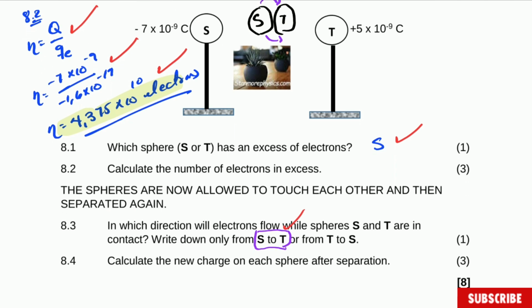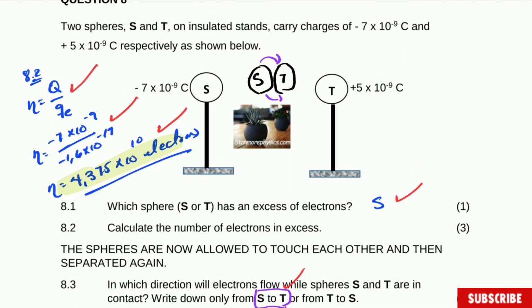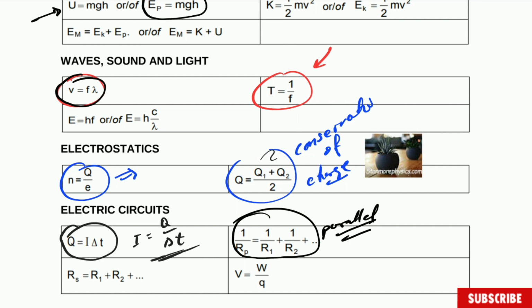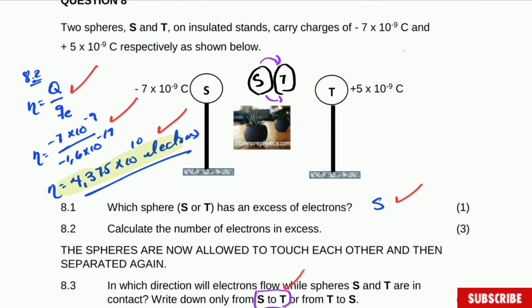The next question: calculate the new charge on each sphere after separation, guys. And for this one it is the conservation of charge. The formula is given to you, which is this one here. This is the formula that we are going to be using. So here we are. I think we have enough space to do it here. Q new is equal to Qs plus Qt divided by 2. And all we have to do is to substitute, making sure that we substitute the sign.